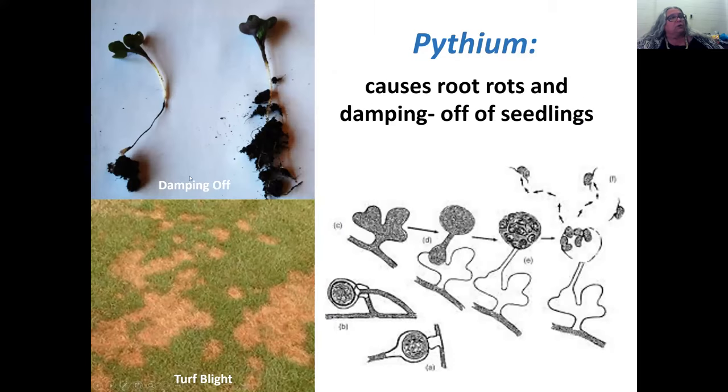Okay, I'm just briefly going to mention Pythium. You will be familiar with it as something that causes root rots and damping off of seedlings in the spring. It lives in the soil, it can live there forever. If it's cool and wet, it can attack young plants, succulent tissue in the spring and kill the seedlings.